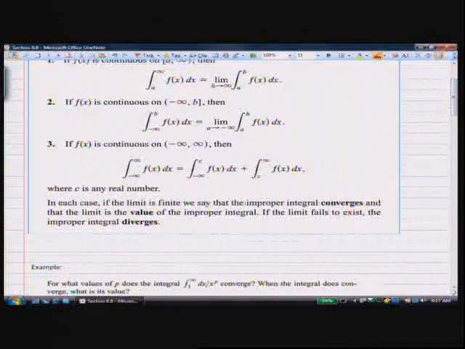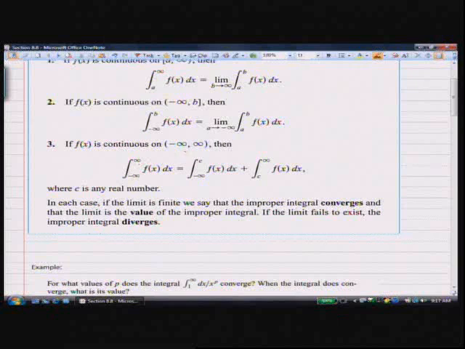If you have from negative infinity to positive infinity, then you're going to want to split it up, and it doesn't really matter where, and think of one part as number 2 and the other part as number 1. In each case, if the limit is finite, if you get a number at the end, we say that the integral converges, and the limit is the value of the improper integral. If the limit fails to exist, then we say that it diverges. This is going to be a key concept in the next chapter that we study, when we look at series and consider whether series converge or diverge.